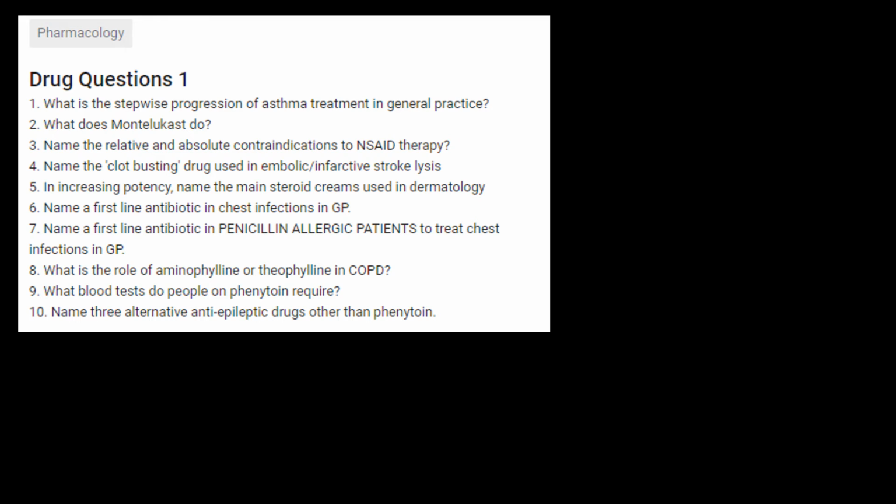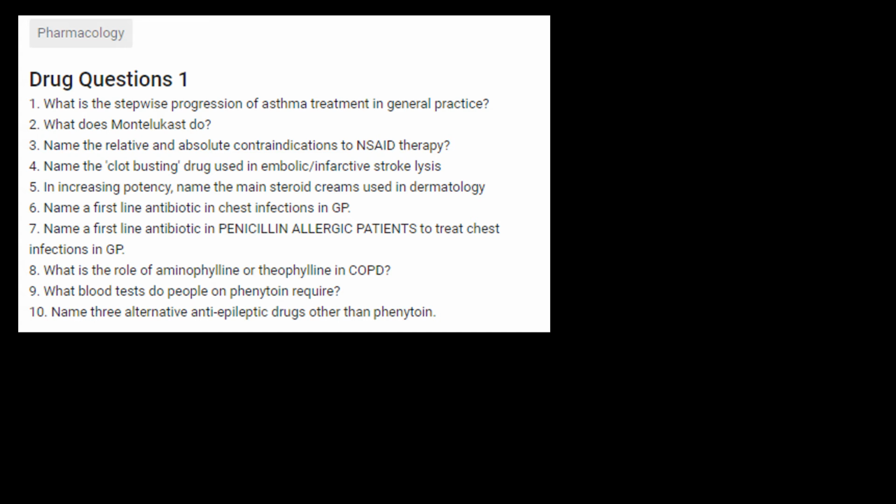Next question is question 4. Name the clot-busting drug that's used in embolic or infarctive stroke lysis therapy. So the drug used here is commonly known as alteplase. It may be referred to as recombinant tissue plasminogen activator, or rtPA. Tissue plasminogen activator is abbreviated tPA.